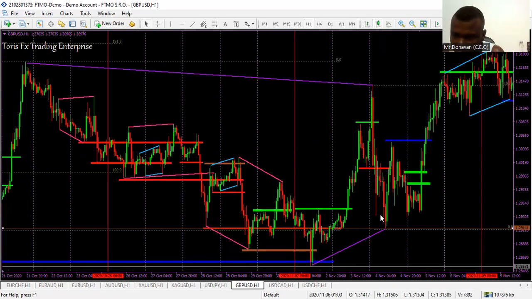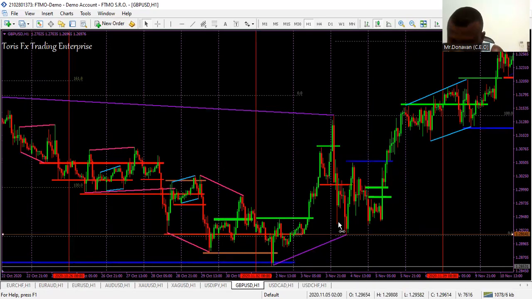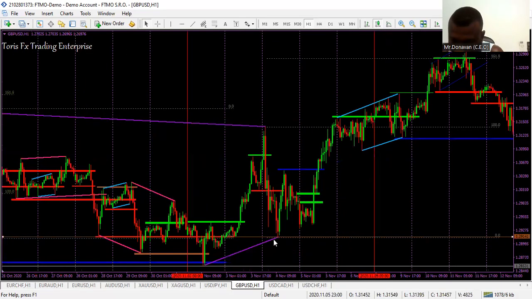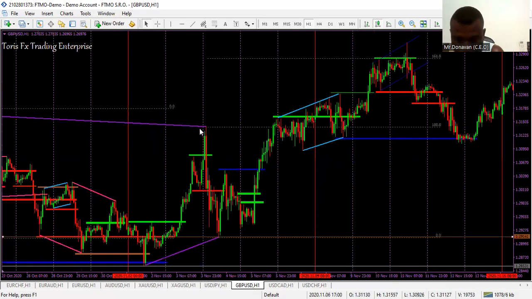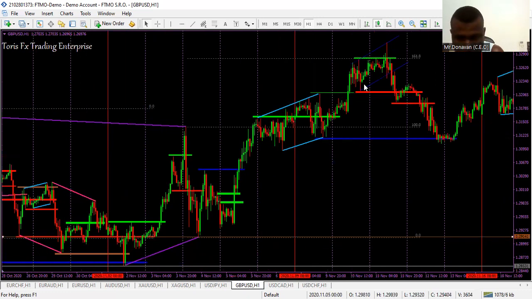This would be the perfect buy entry position. If you buy here, your stop loss is right below yesterday's low. That's also good. So 26 pips below yesterday's low. And where would that take you? Around here. We buy that. You take this and that as the take profit.